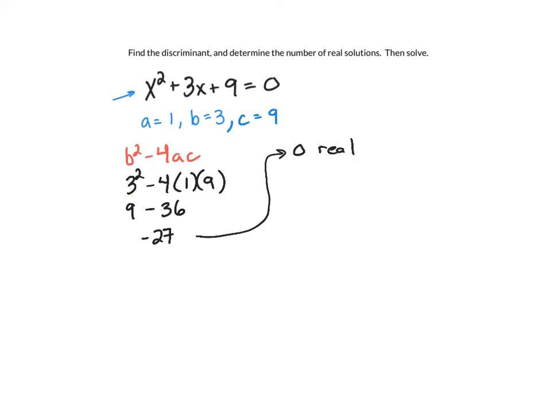So kind of reviewing what we did last week, if we have a positive number, it's 2 real solutions. If you get 0 for your discriminant, you have 1 real solution. And if you get a negative number, you have no real solutions. So 0 real solutions. So now that I know I have no real solutions, I know I'm going to get a complex number for an answer when I use the quadratic formula. So now I'm going to move forward by using the quadratic formula to actually find those complex number solutions.